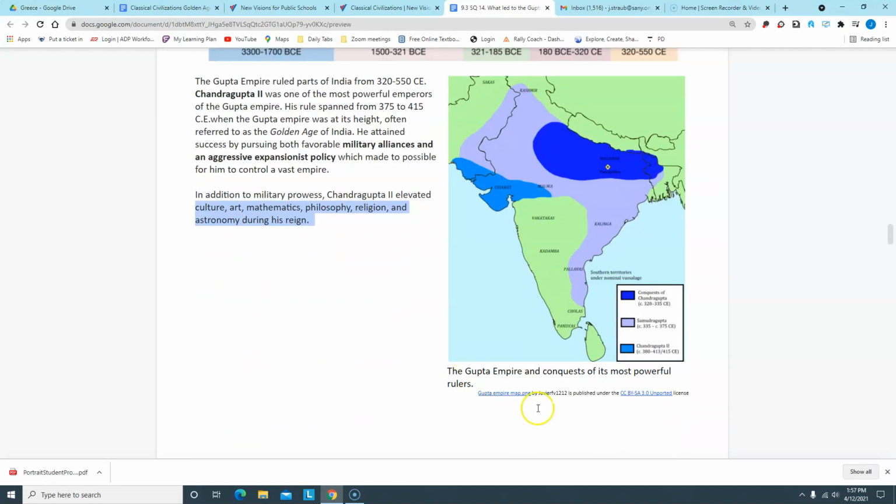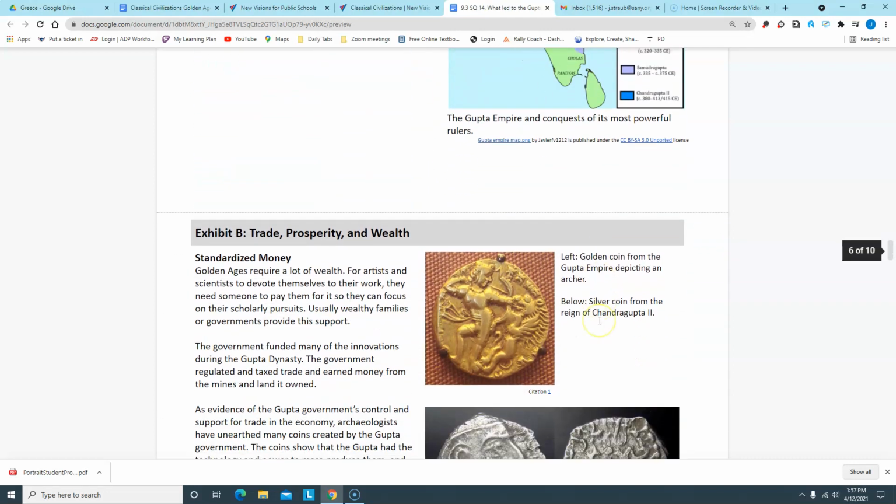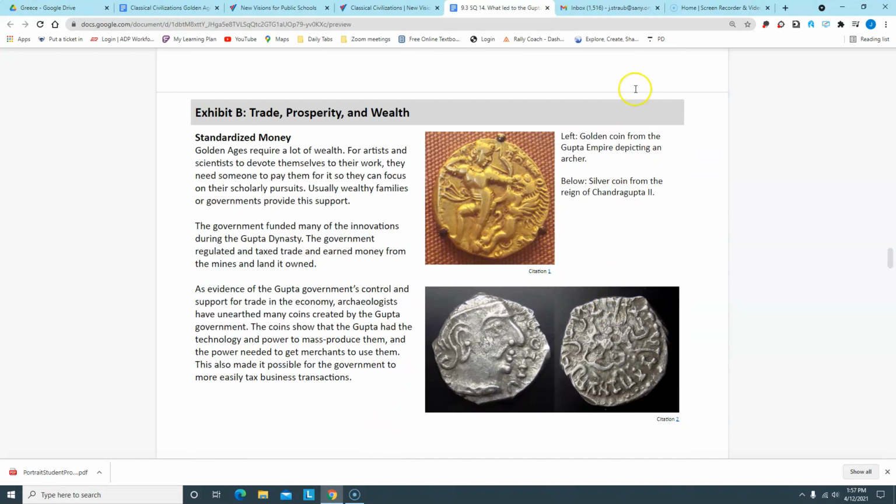This is a map of the Gupta Empire and its conquests over much of the classical period. So the dark blue is conquests of Chandragupta I, and then you have Samudragupta, and then Chandragupta II is the lighter blue. So all of this, the light blue, the purple, and the dark blue, eventually by 415 CE became the Gupta Empire. All right, go back to your chart on Golden Ages and the Gupta Empire and see what you can fill in on your chart.